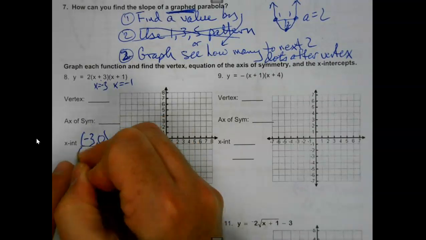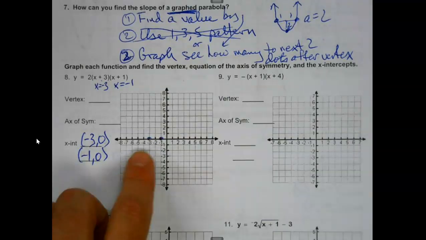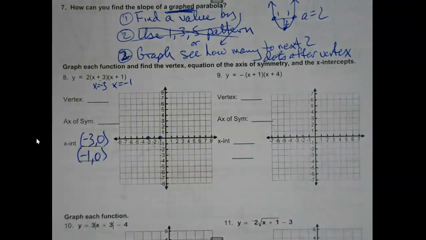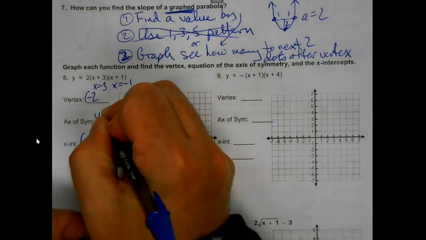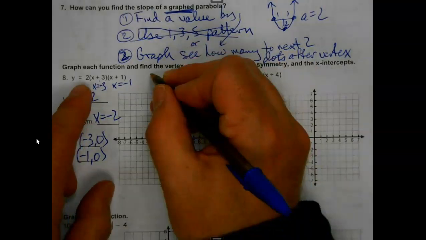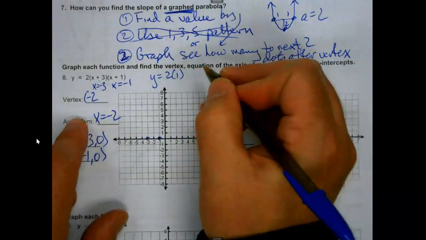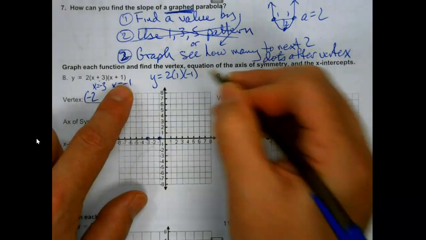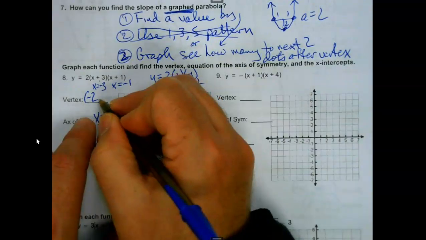Coordinate points, not x equals. What's in the middle of -3 and -1? -2. There's the x value of your vertex. Now, this time I'm not going to bother going to the calculator, because I can do this. -2 plus 3 is 1. -2 plus 1 is -1. So y equals -2.